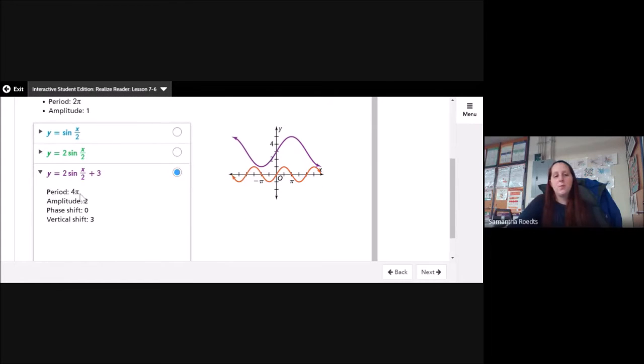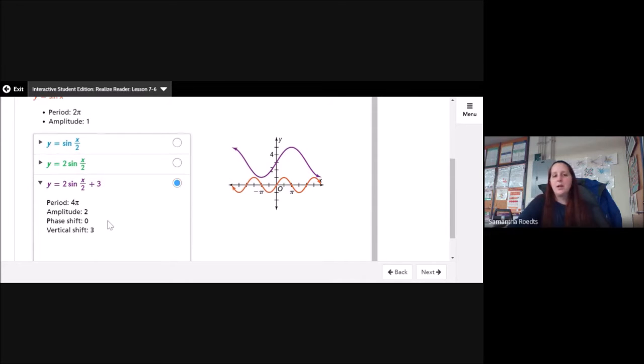So the period's 4 pi, the amplitude's 2, and the phase shift is 0, where the vertical shift is 3. Remember that phase shift, that left-right shift, is in those parentheses, and the vertical shift up and down is going to be outside the parentheses.